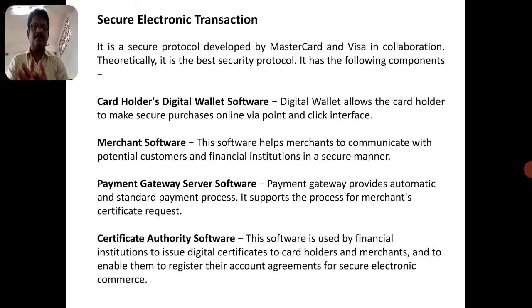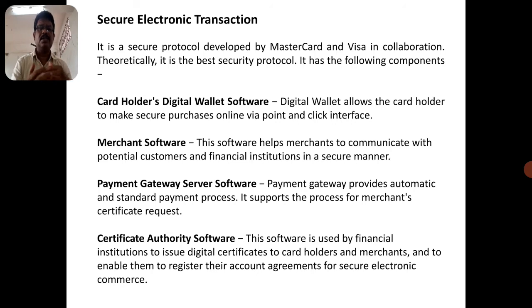Now the certificate authority is the middle party, the mediation party, between the merchant and the card holder. These two parties depend on this certificate authority. The certificate authority issues certificates to the merchant and the card holder. Once they receive them, then they start the transaction. So these are the four important components in SET.